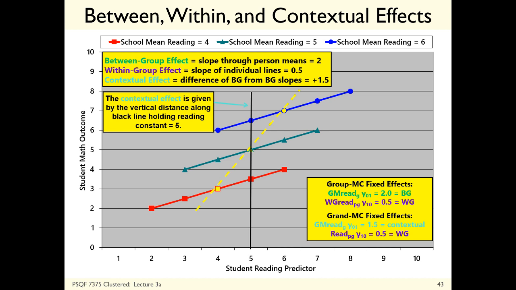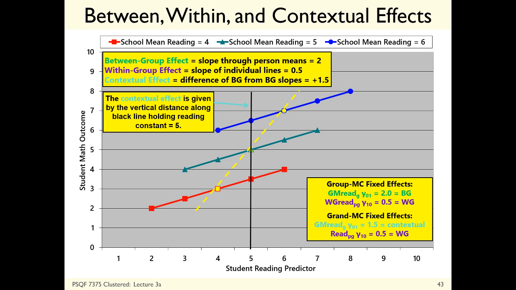The contextual effect is the idea of the incremental effect of the school after controlling for the individual. So to control for the individual, I have to nail them down to a value, like 5. After I control for the fact that a given student has a 5, what else affects their score about their school? It is the difference along this vertical line that is the contextual effect.